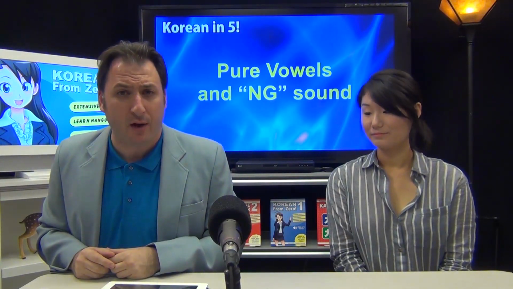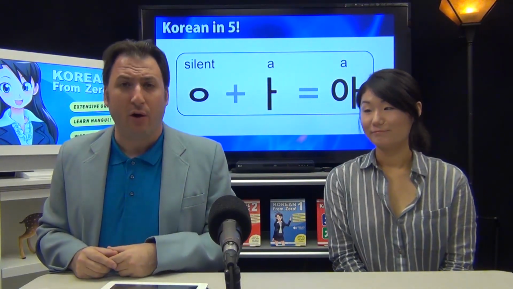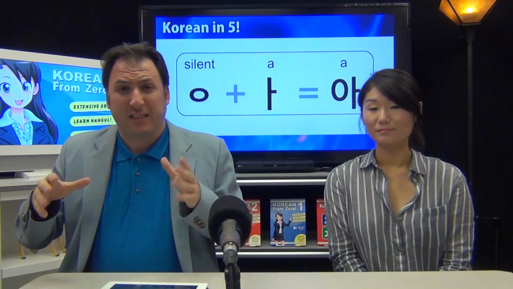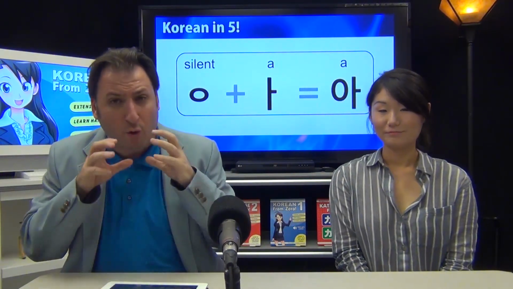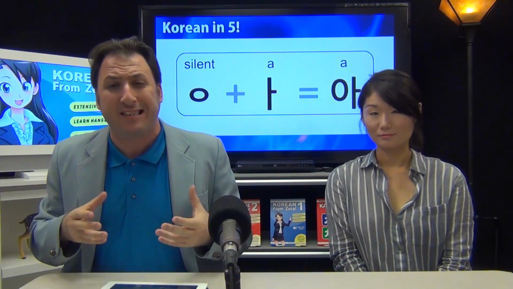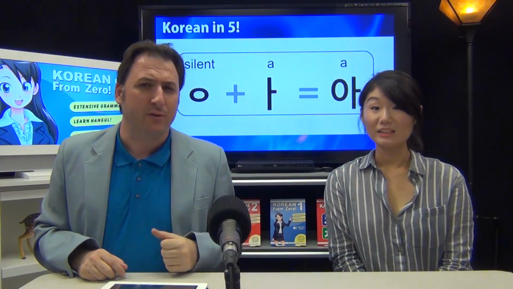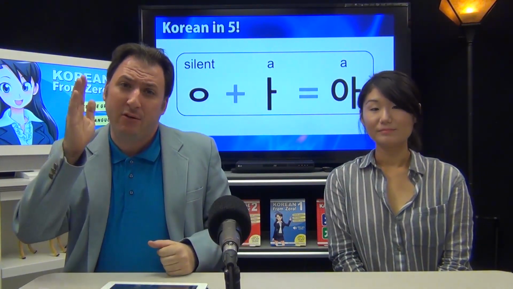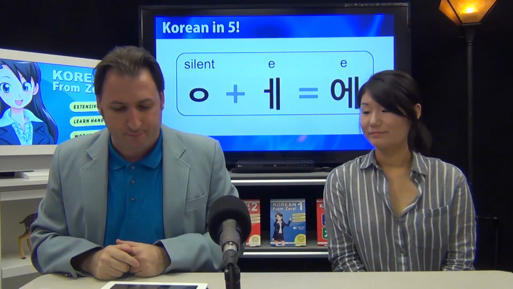Now let's look at one more important part. We're going to talk about pure vowels and the NG sound. When you want to say a pure vowel, you cannot just have it by itself. You cannot remove this circle right here. The circle must be there, and what that circle does is it becomes a placeholder for the consonant. It is considered a consonant, but it makes no sound. What is that called? 이응. So 이응 plus a is just 아. It's silent.